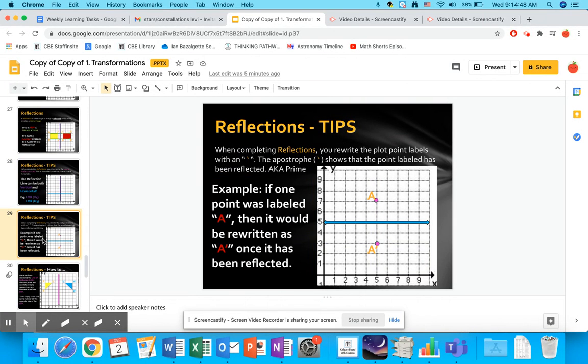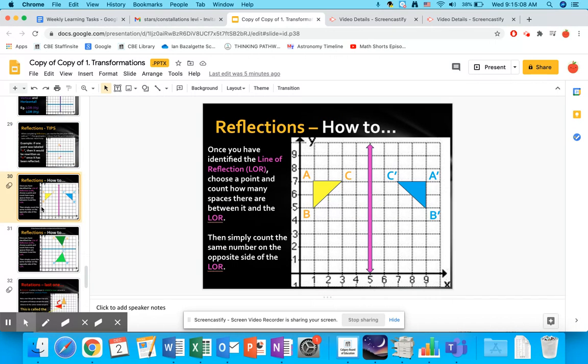So this just goes back to what I was saying about the original shape is always the one without the apostrophe, and the new shape is always the one with the apostrophe. Another way of saying this is just saying prime. So this is A prime. A prime is always the new shape, or the new location, sorry.